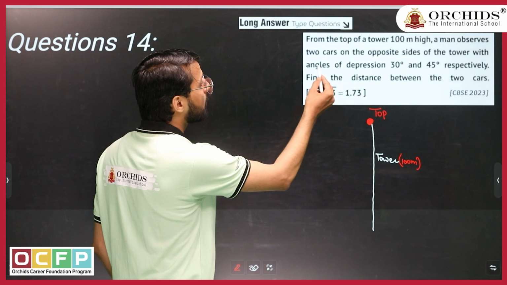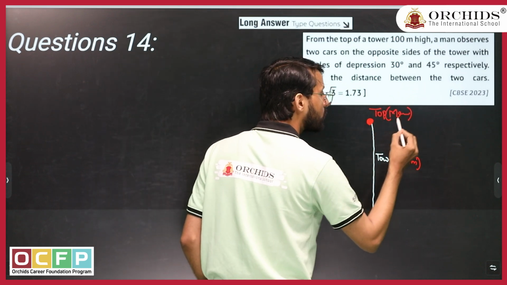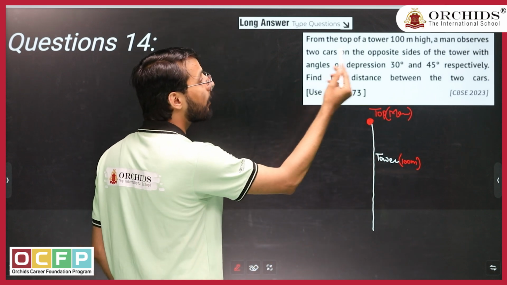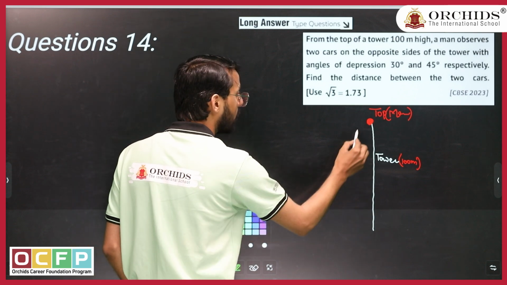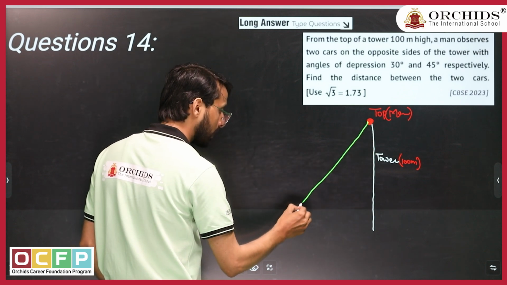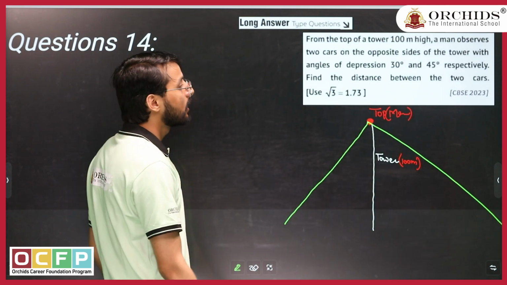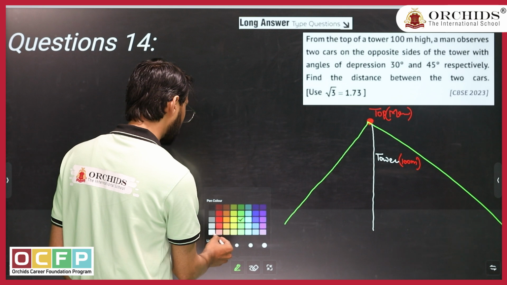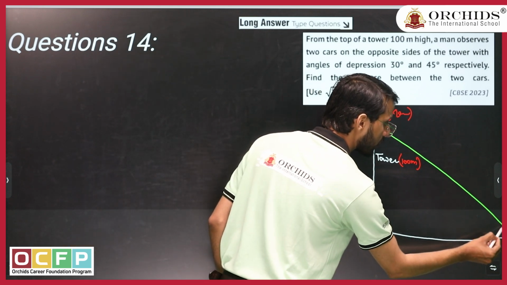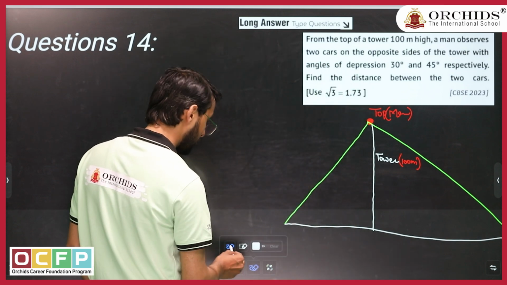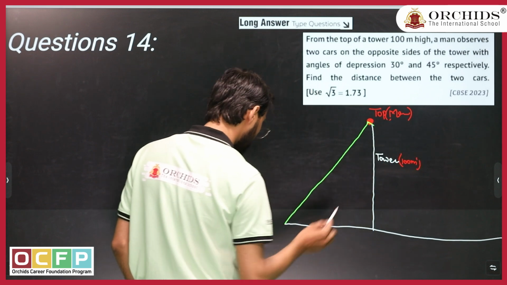A man observed 2 cars, means at the top one man is there, and this man is observing 2 cars on the opposite sides. Observing 2 cars on opposite sides means what? One he is observing this side, another he is observing this side. Correct? Now, how is he observing? So there should be a base which connects the car positions with this. This line is a little bit tilted, we can make it straight.